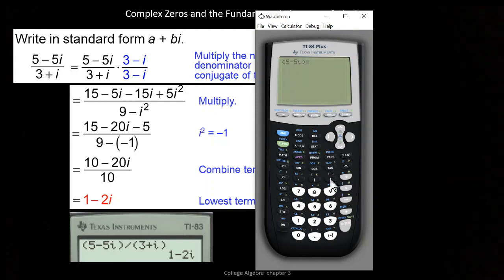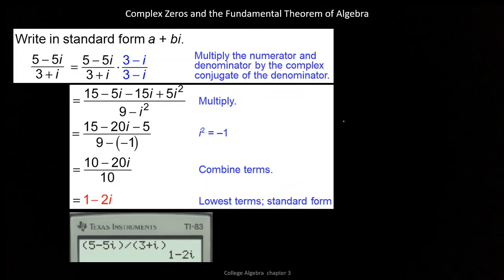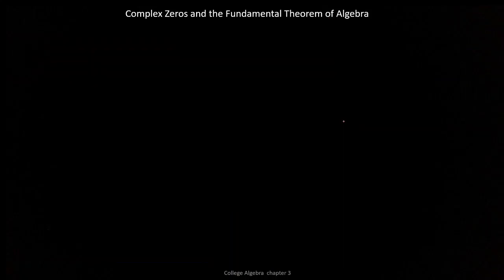So we get that, and then divided by 3 plus i, which is right there. The answer is 1 minus 2i, which is the answer right here that we got, right? So calculators can work with complex numbers as well.